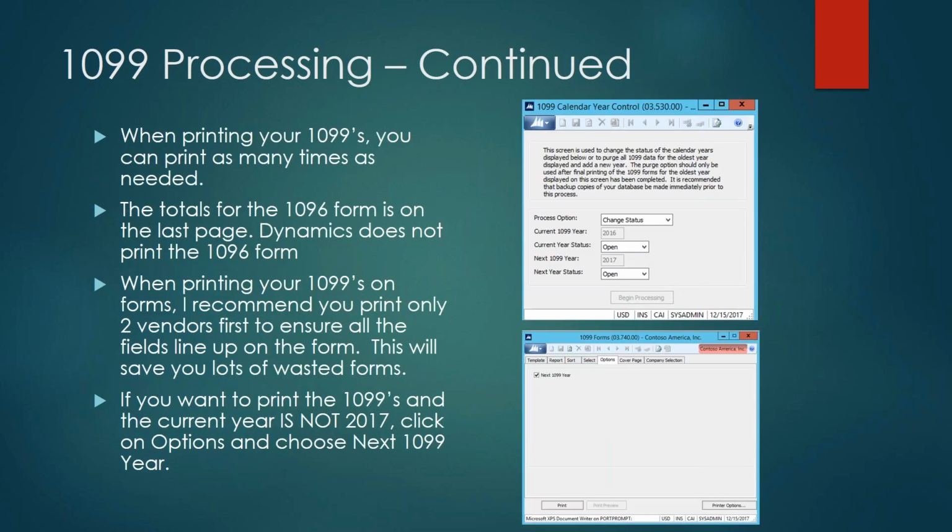Okay, so when you're printing your 1099s, you can print them as many times as you need to. The system does not print your 1096 form, but on the very last page, it gives you the totals to fill out your 1096.